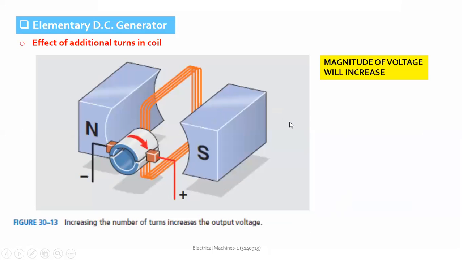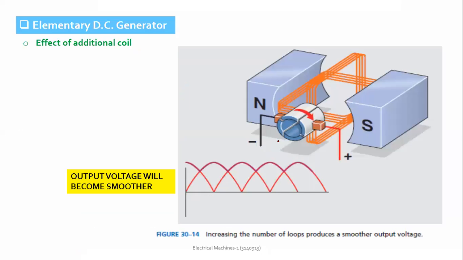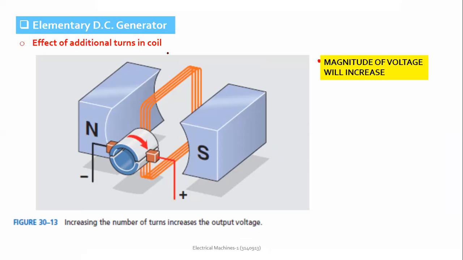Now, the effect of additional turns in the coil is that it will increase the magnitude. Then the effect of additional coils. What difference do you see here?